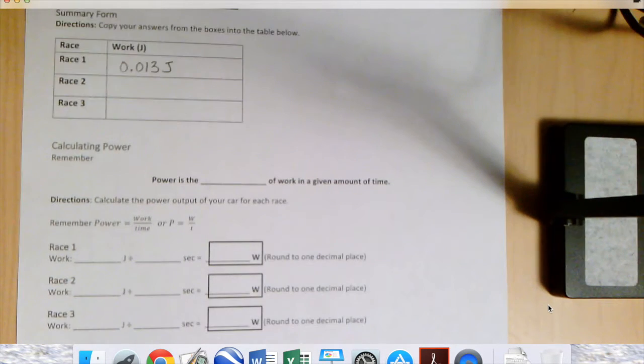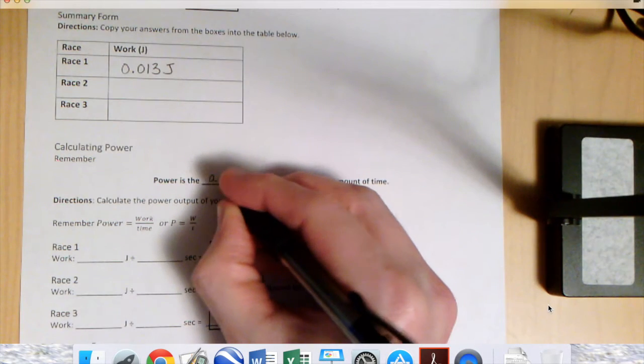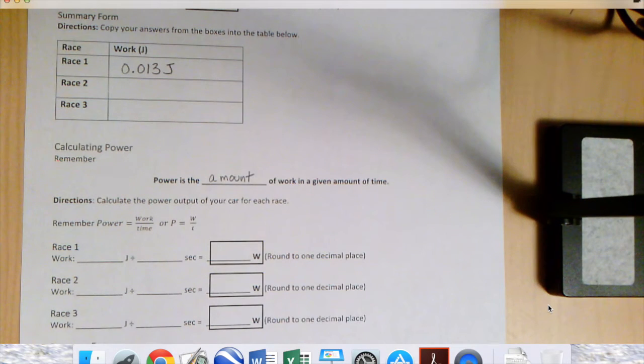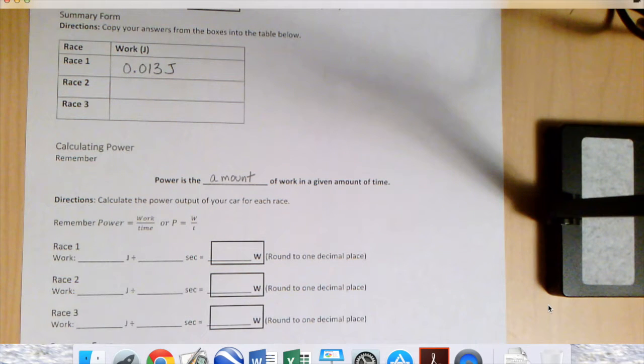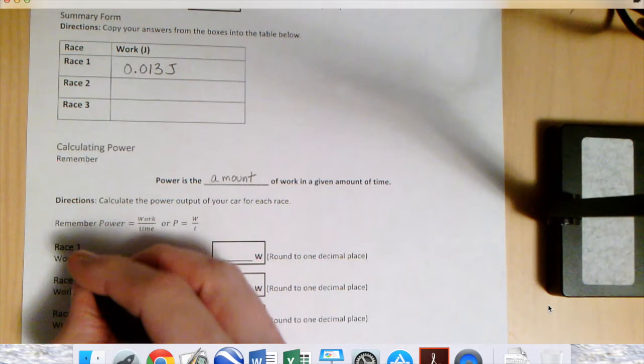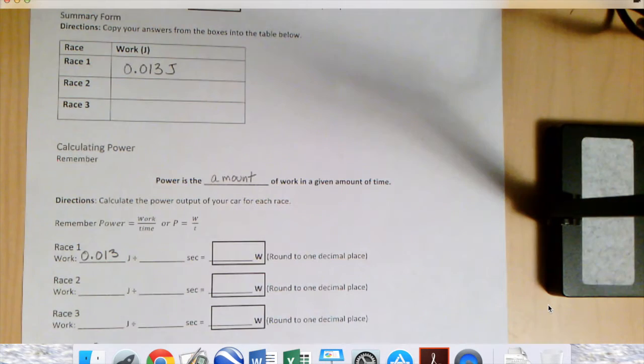All right, so finally we're working on power. Remember, power is the amount of work done in a given amount of time. We need to calculate the power for each race. We use the formula work divided by time, or P equals W divided by T. We have our answer in joules right here, so we're going to put it from race 1, 0.013. We need the time for our first race in seconds.